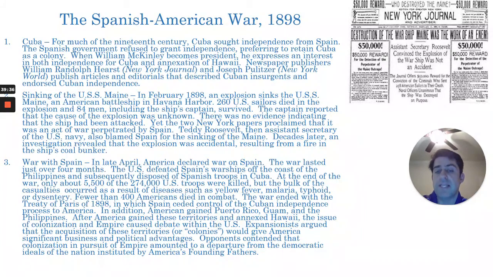So America gains these territories, and the annexation of Hawaii had taken place during the middle of the Spanish-American War. So with the acquisition of these three new colonies that had previously been controlled by Spain, Puerto Rico, Guam, and the Philippines, as well as the annexation of Hawaii, it raises the issue of colonization and empire within the United States.